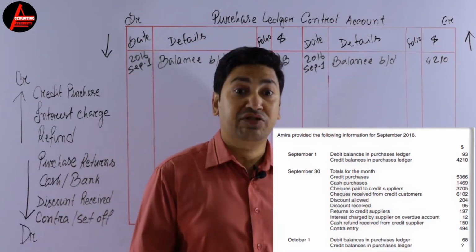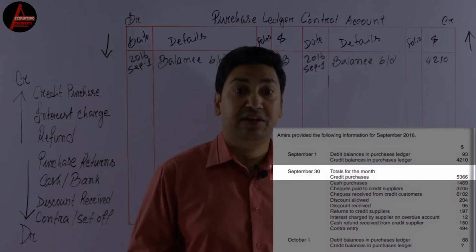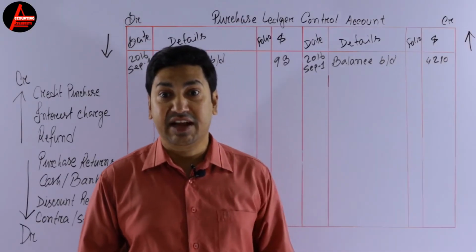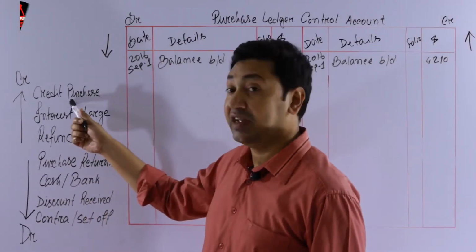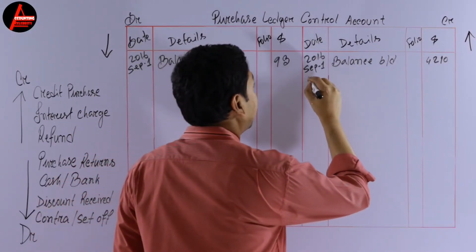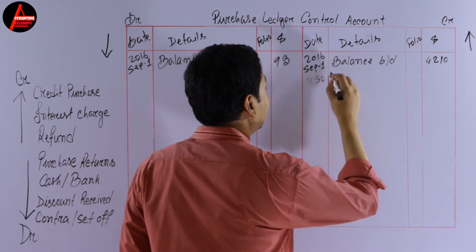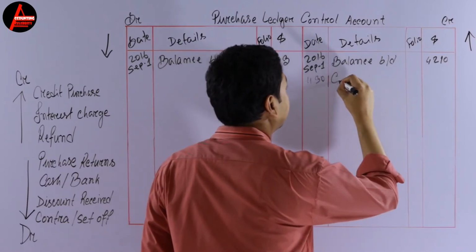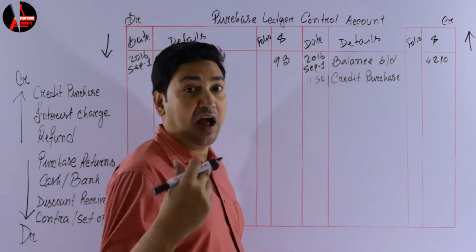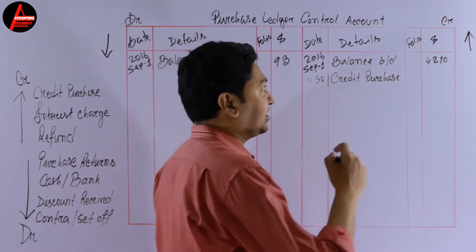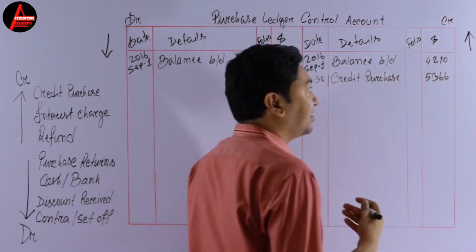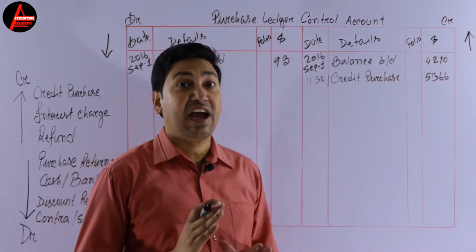30 September, what is written? Totals for the month, what are there? First one, credit purchase, 5,366. So what is the credit purchase? In the credit side. So go to the credit side and write September 30. Right here, credit purchase, and the amount is 5,366. Very good.